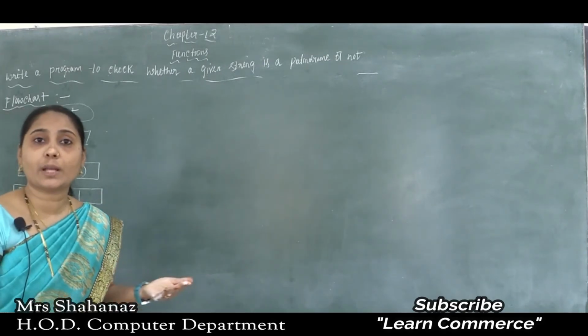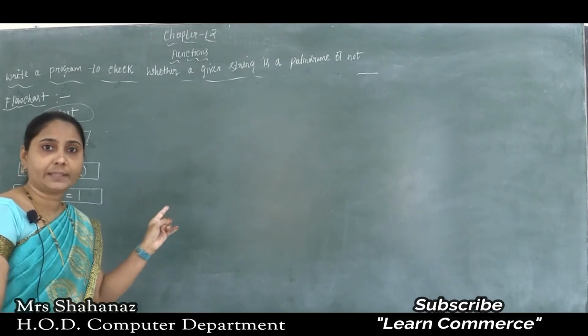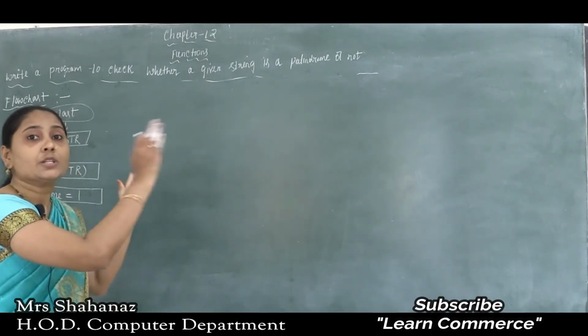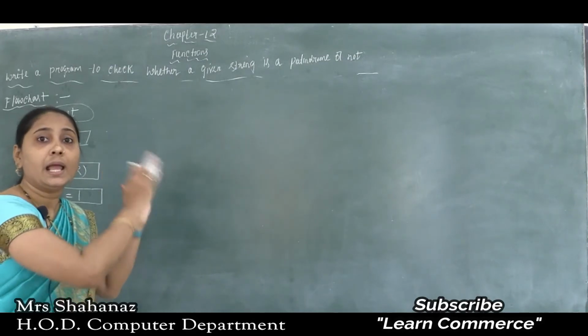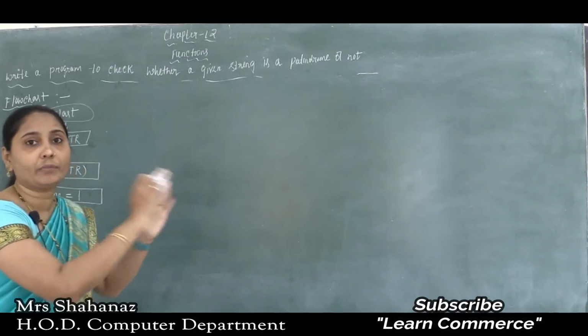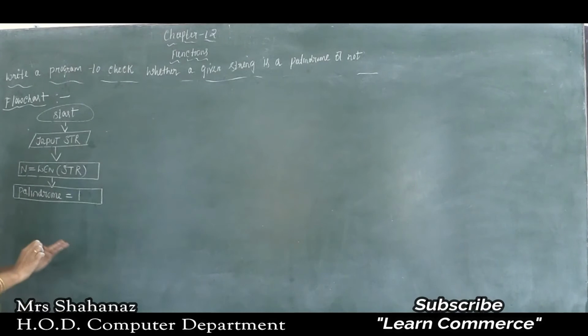But when you are using madam, the first character is equal to the last character. So like that, when you match one by one, taking each character from the left and the right, we can say that the word is a palindrome. So before that we need to initialize the variable palindrome. The palindrome value is equal to 1.